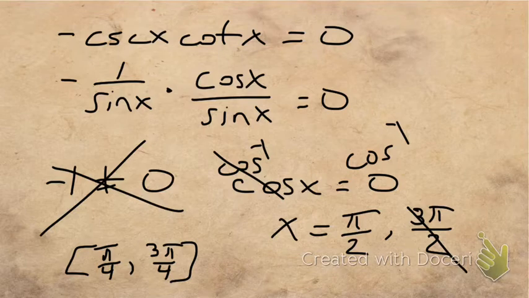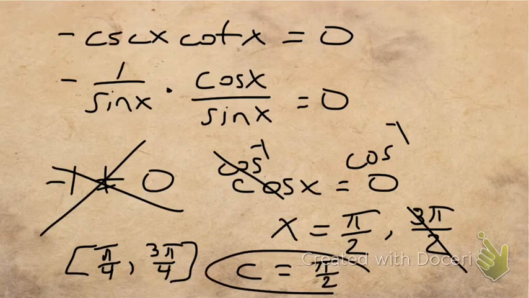So our only value of c, if you call it c or you call it x, where the derivative would be 0, would be 1/2 pi. And that's the final part of this question about Rolle's theorem.